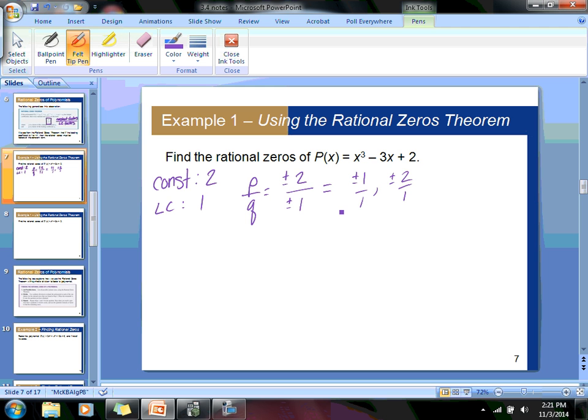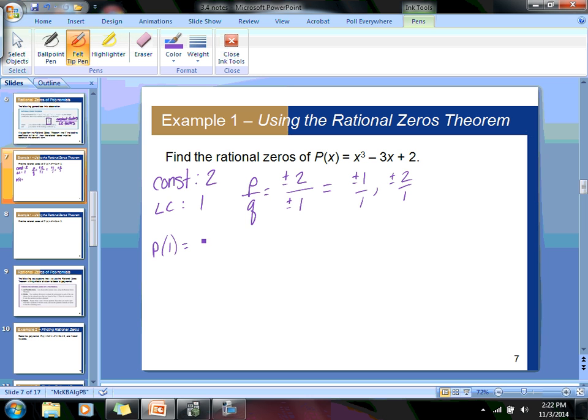So I could have positive 1, negative 1, positive 2, negative 2. Those are my 4 possibilities for my solutions. Okay, and notice that they're all factors of that constant term. They're all factors of 2. Now when we actually go through these problems, like in example 2, we're going to use synthetic division because we're going to have a much bigger list of all the possible factors that we could have. Okay, but we only have 4 here. So let's just real quick do some substitution here and see which ones work.